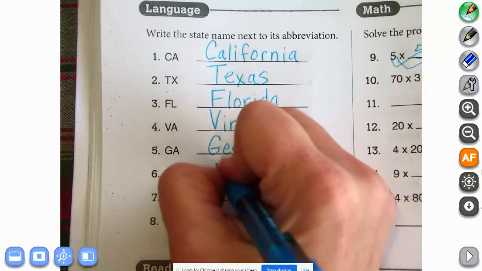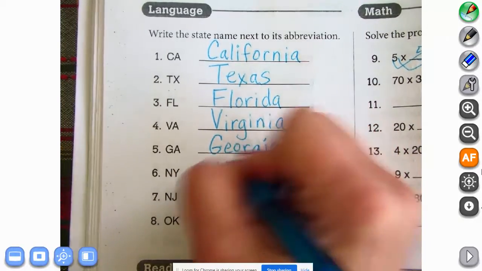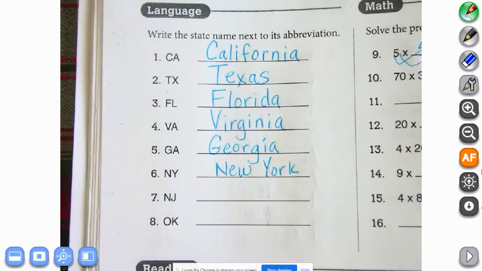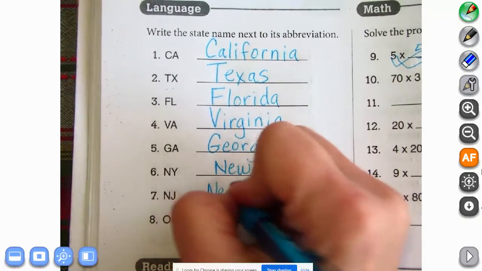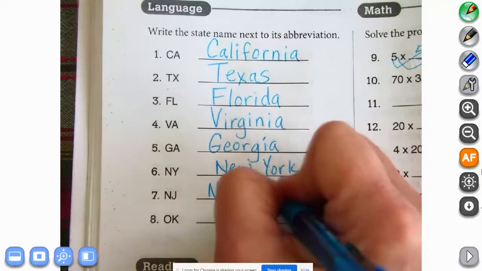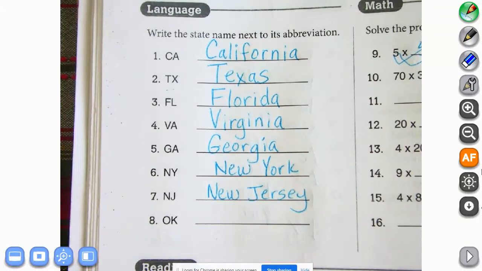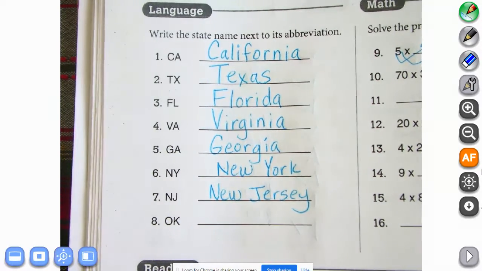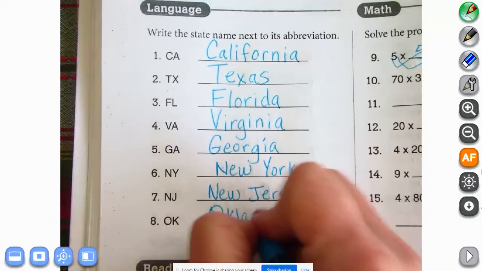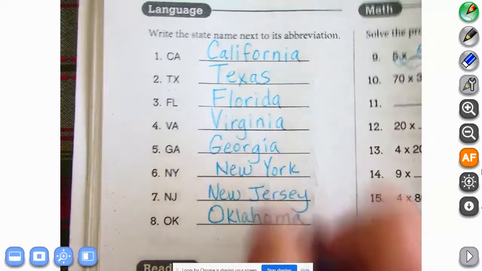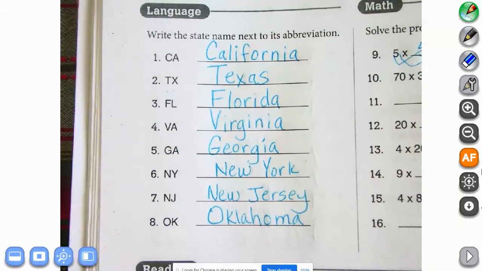NY is for New, and then separate word, York. Make sure capital for N and the Y. NJ is for New Jersey. Make sure you have capital letters at the beginning of each word. New and Jersey, NJ. And OK is for Oklahoma. Oklahoma. Make sure your beginning letter of each word is capitalized.